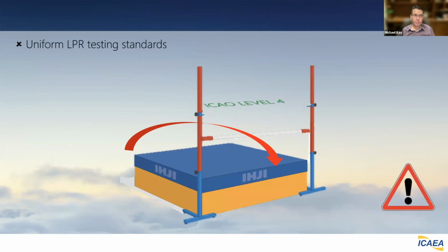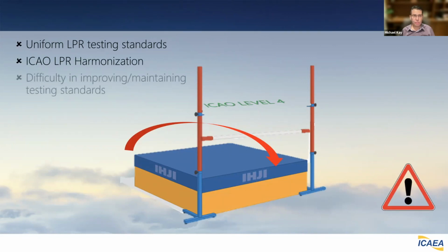We don't have uniform testing standards, and ICAO is striving for what they call LPR harmonization. That's not yet being achieved. And we're actually having difficulty in maintaining or improving testing standards. Improving, you'd think that would be straightforward, but that is actually something out of reach in many states. And as I said before, there are problems with safety assurances.